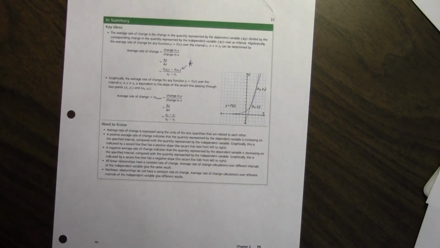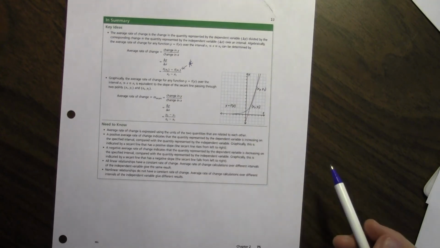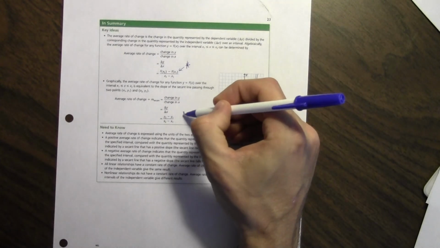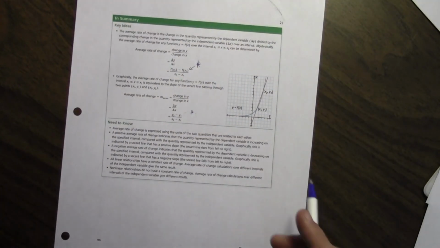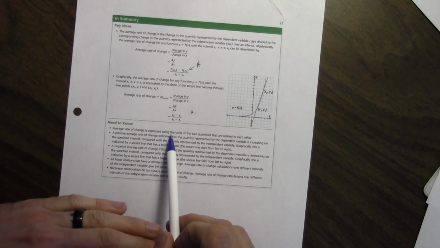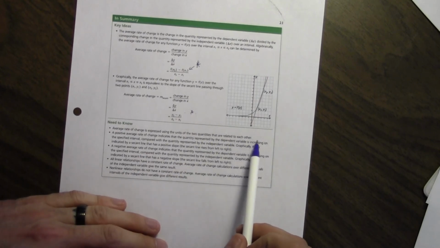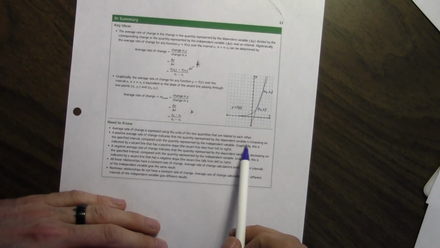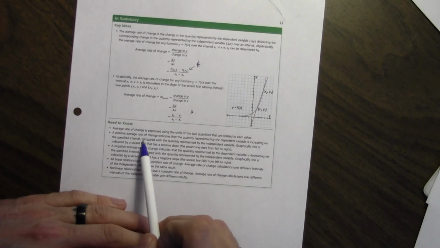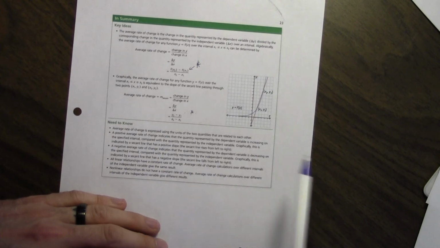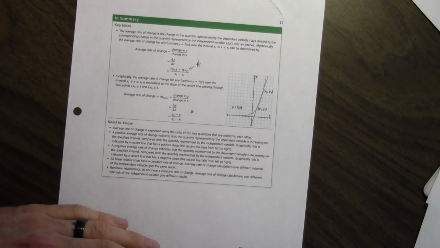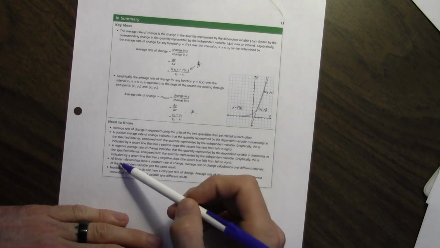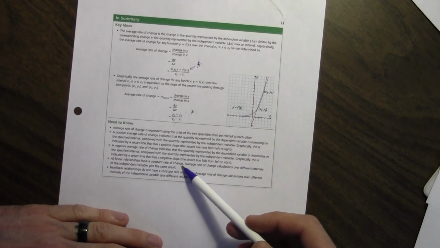Graphically, the average rate of change for any function f at x over the interval is equivalent to the slope of the secant line passing through the 2 points. Okay, so the same thing, right? We have the same equation here. So you need to know the average rate of change is expressed using units of two quantities that are related to each other. A positive average rate of change indicates the quantity represented by the dependent variable is increasing on the specified interval compared with the quantity represented by the independent variable. Okay, all this we know. Negative, the opposite.